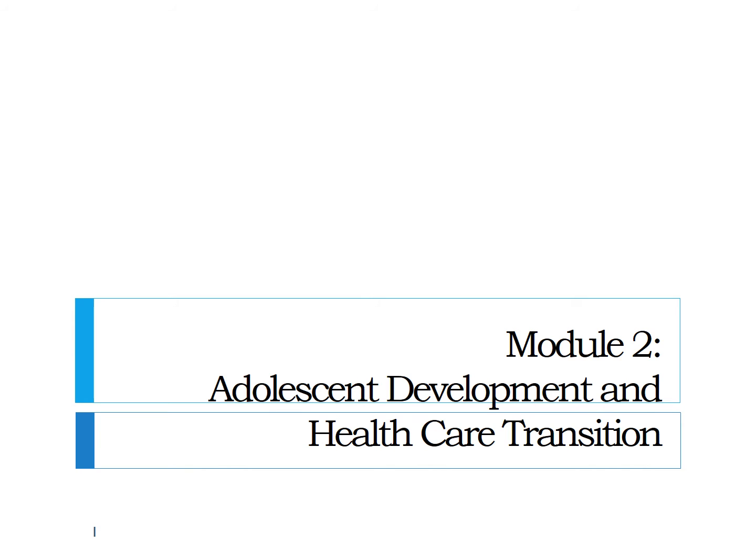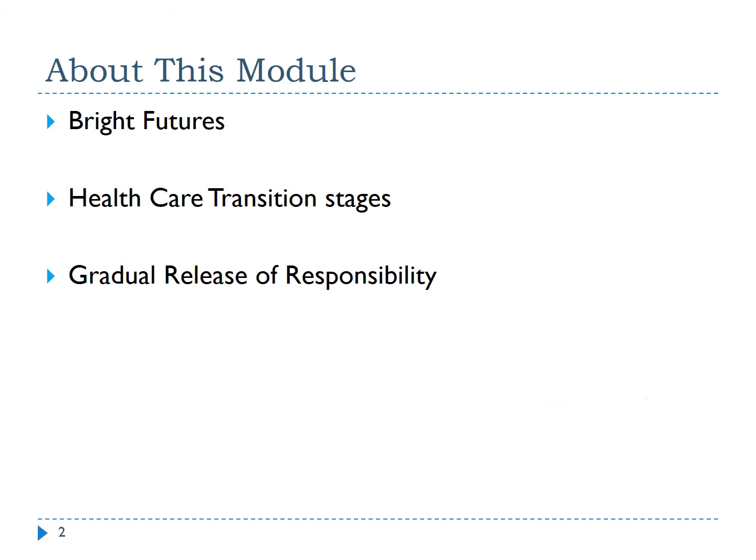Welcome to Module 2, Adolescent Development and Transition. This is the second of 10 modules in the course Healthcare Transition Training for Educators. This module provides information on adolescent development from the third edition of Bright Futures and evidence-based models of condition management.